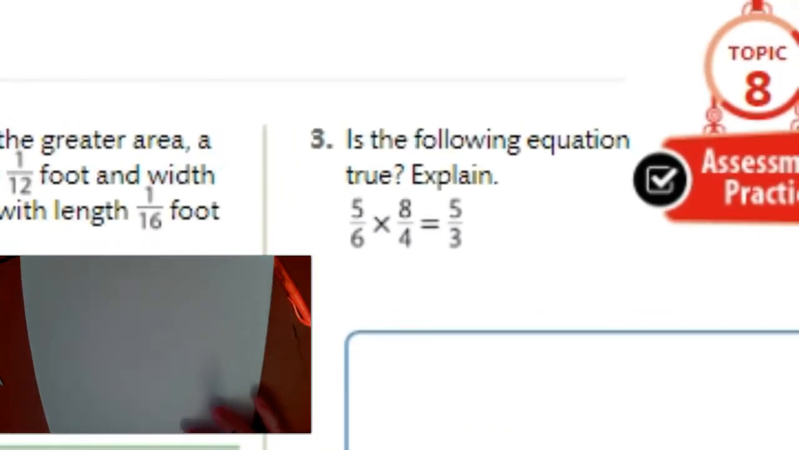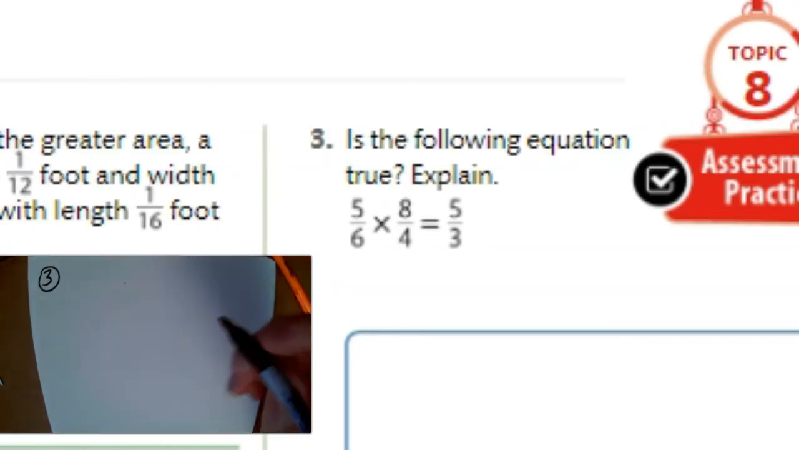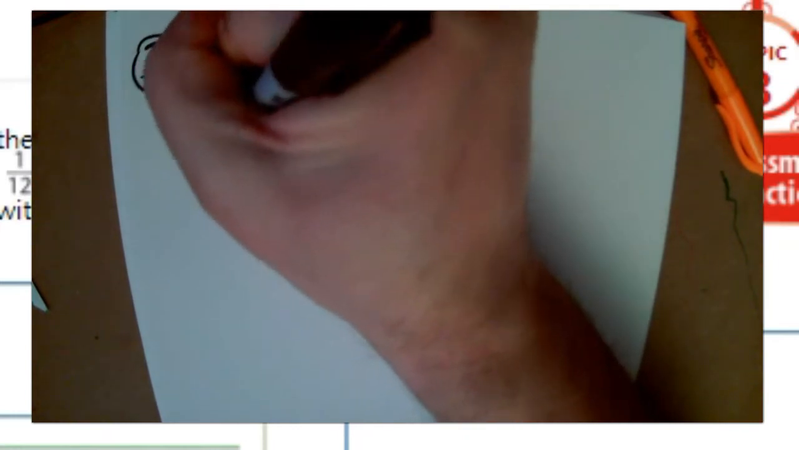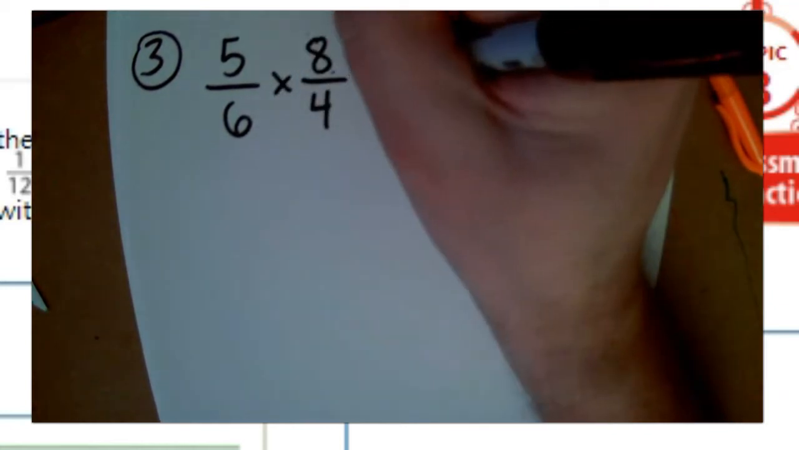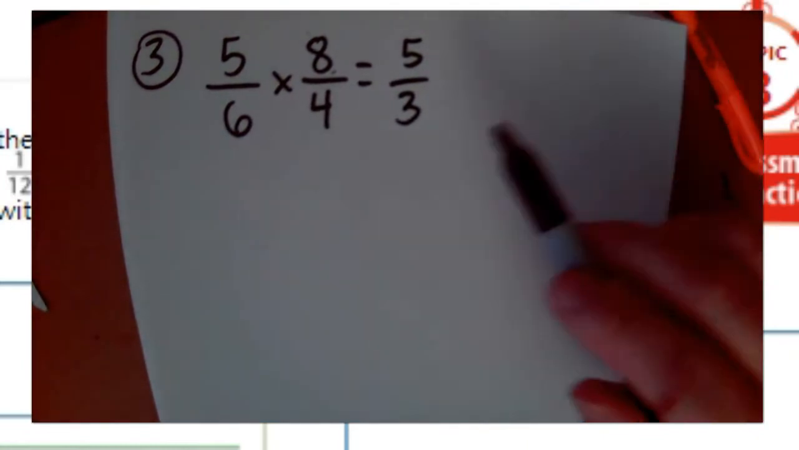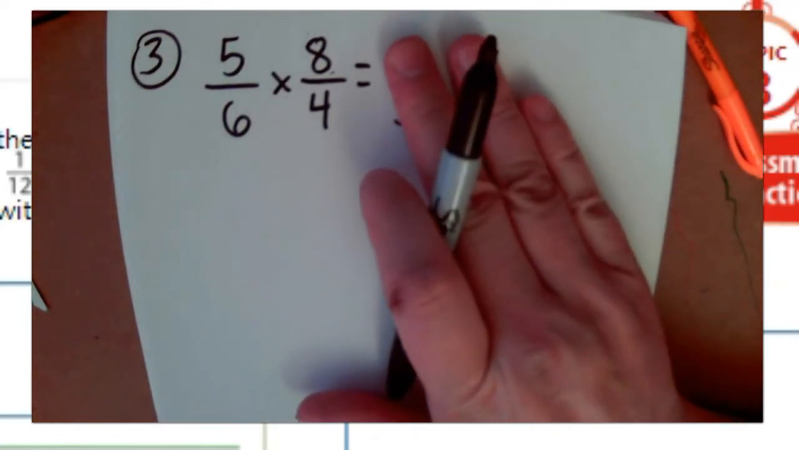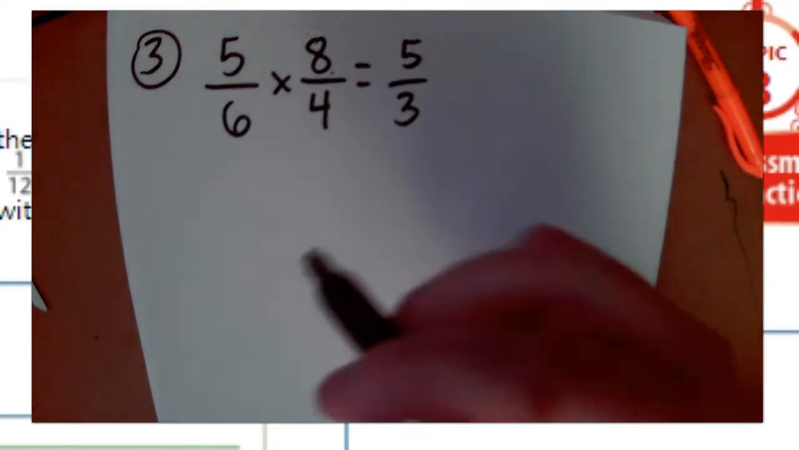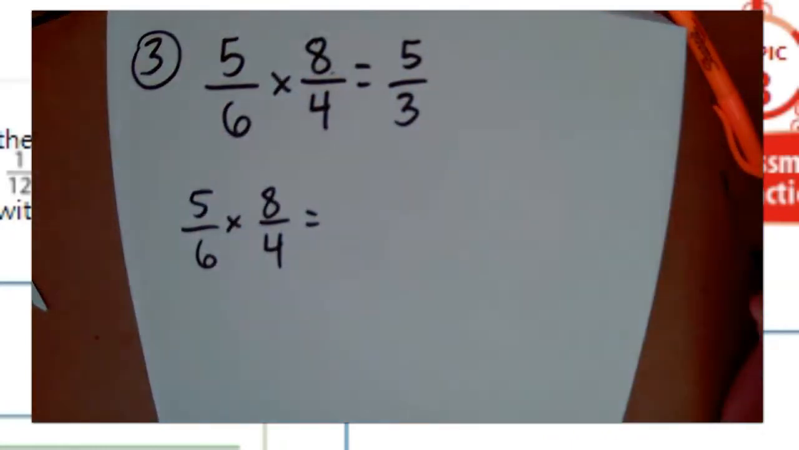It says, is the following equation true? And explain. Okay, well, I think I can do that. So it says 5/6 times 8/4 equals 5/3. Well, that is a whole bunch of stuff I don't understand, so I need to write it down. And I encourage you to write it down on your own page, even as you're working on the test, right? So we can check it out. Now, they've written 5/3. That's their answer, right? I may actually write this down without the answer and just see if I get the same answer. So I'm going to do that here. 5/6 times 8/4. And let's just see what answer I come up with.